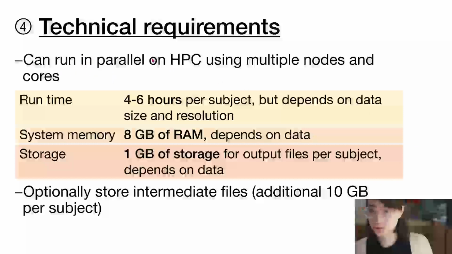So, technical requirements: you saw it can run in parallel on the high performance cluster on multiple nodes and cores. It will take 4 to 6 hours per subject, but that depends on the data size and resolution. It could be faster, it could be slower. It will need about 8 gigabytes of RAM, but if you have larger data, you might need more. And storage, I think it's about 1 gigabyte for output files per subject, but of course you can also only output the statistical maps, and it will be less. If you have lots of storage or a small data set, you could optionally also store intermediate files, and that will use a bit more storage.